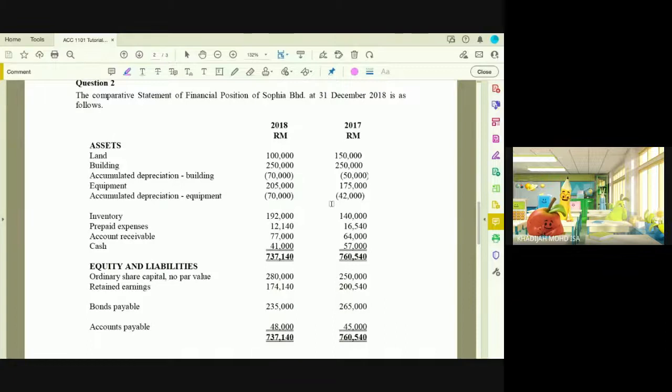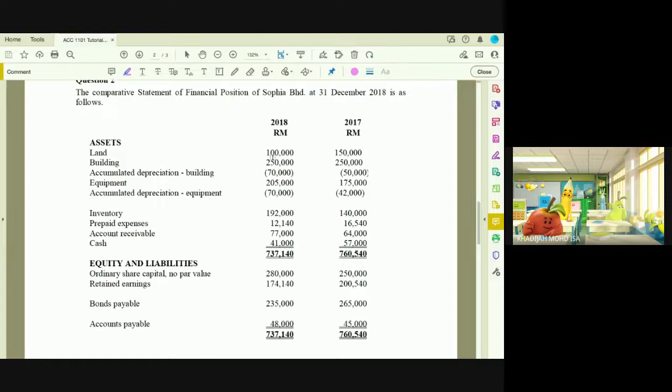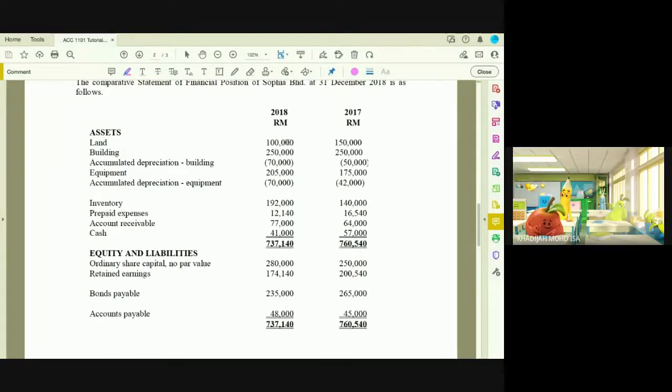So you have land. When you go along the information, for example, you are given 2017 and 2018, you go through the items in the financial position. You look at the land. Is there an increase or decrease of land? Decrease. So what could be the possible reason for the decrease in land? If initially you have 150,000 and then in 2018 you only have 100,000 of land.